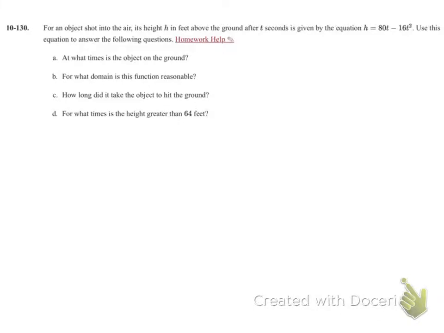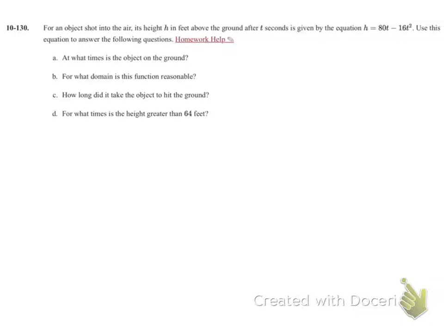Problem 130, we're taking a look at an object that's shot into the air. And we have an equation right here that works with this. So h is the height in feet after t seconds, so t is your time in seconds. Most times when you are dealing with gravity, anything that's affected by gravity, you will have a quadratic because gravity within itself is actually a quadratic.